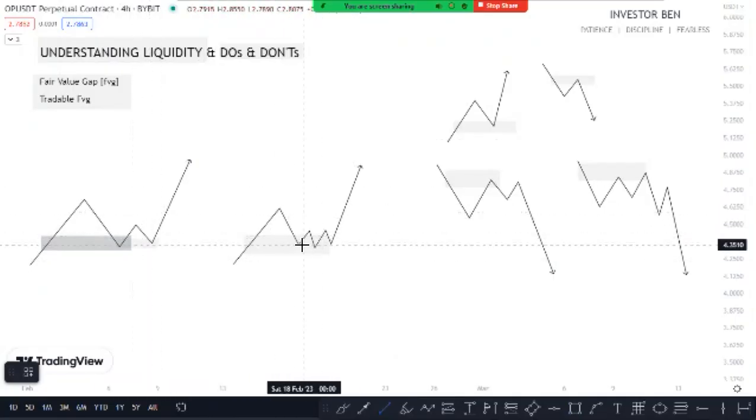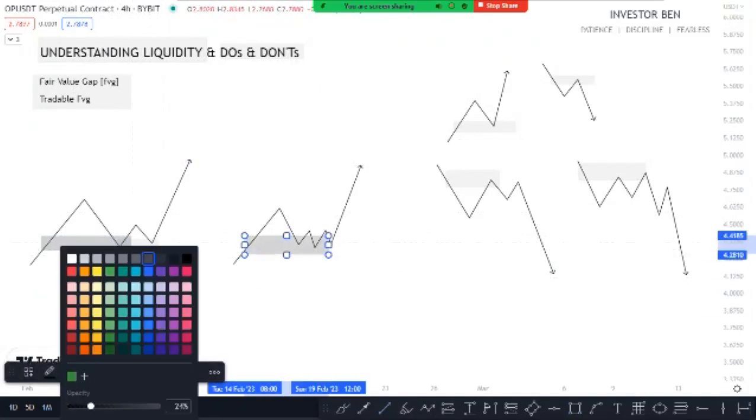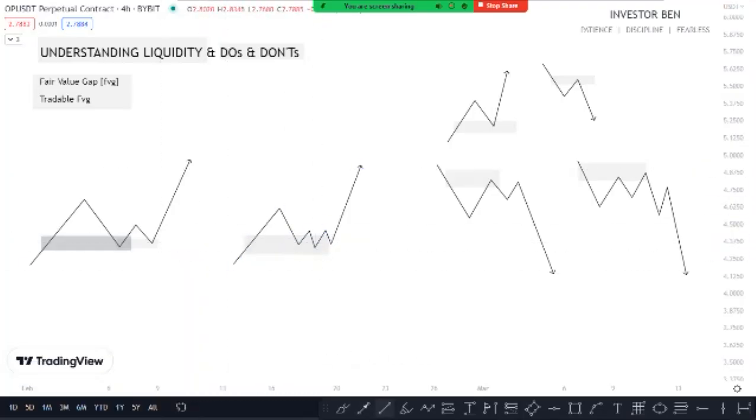Same thing here. Price mitigated the FVG at this point, right? I made it light, the FVG at this point. Price mitigated it and we had a change of character there. And after the change of character, what happened next?